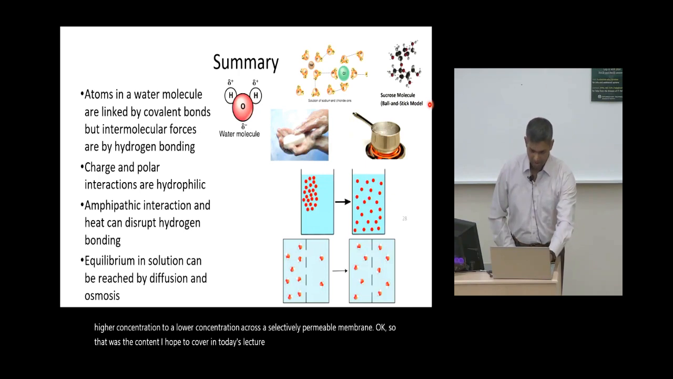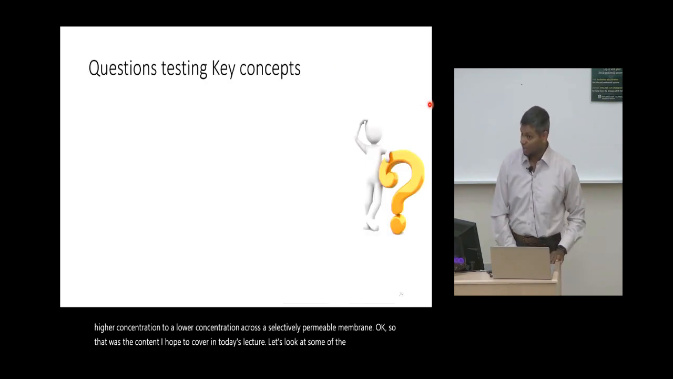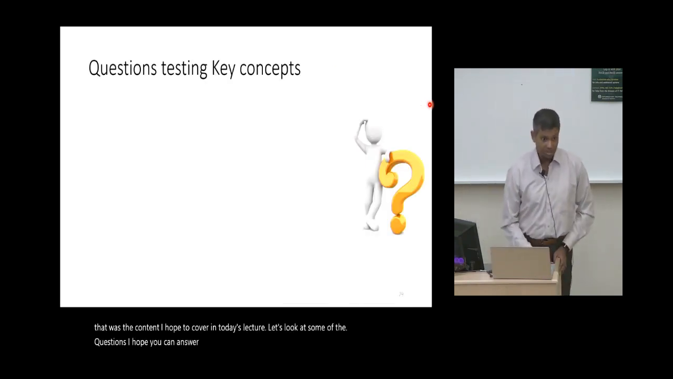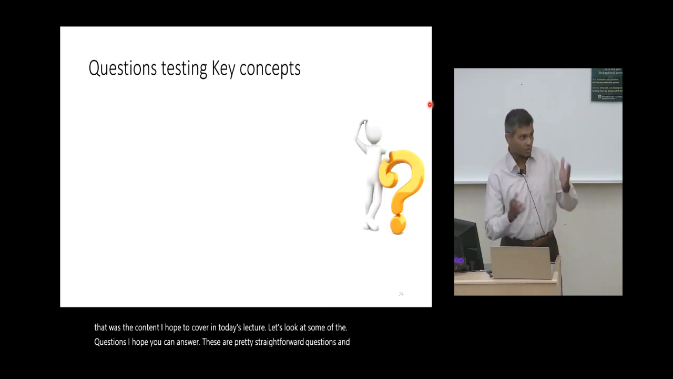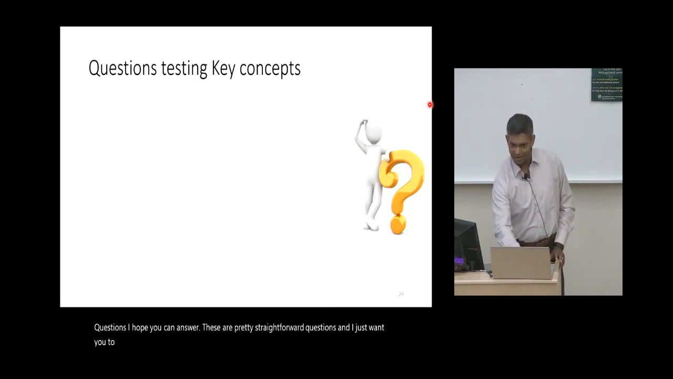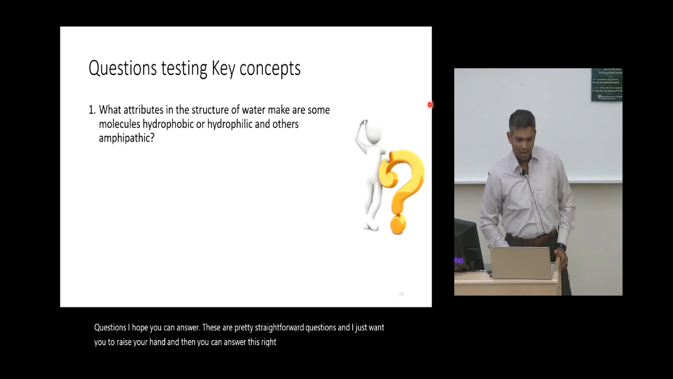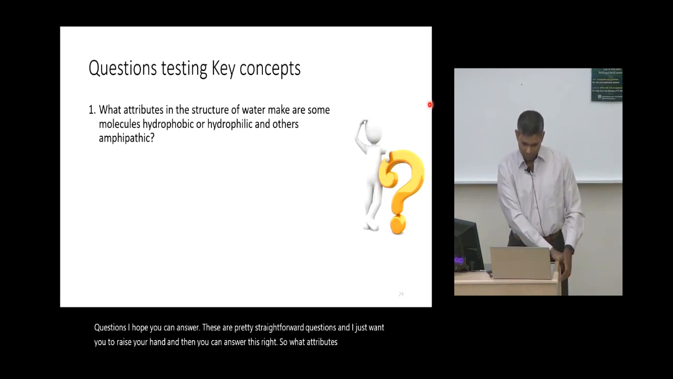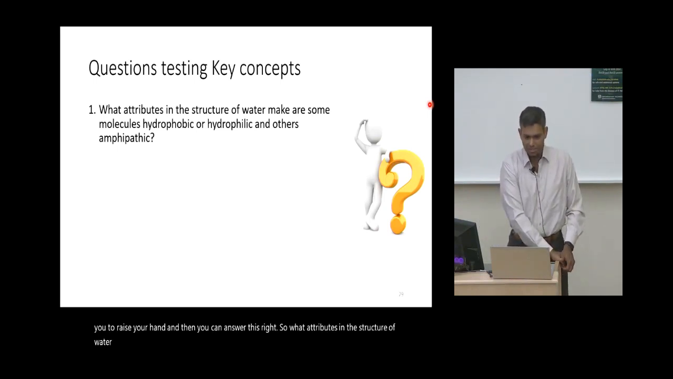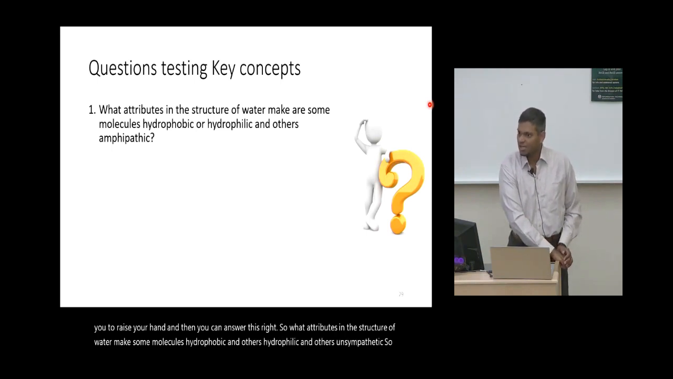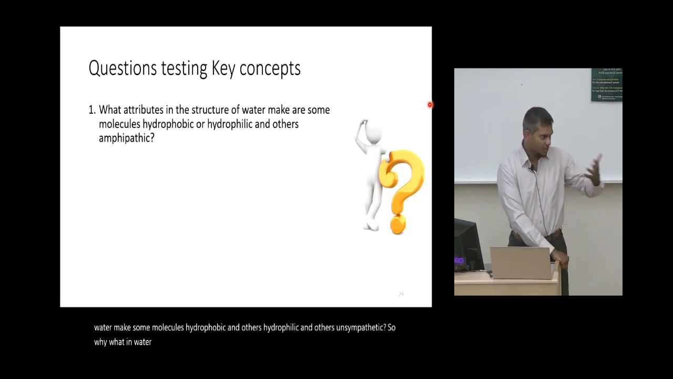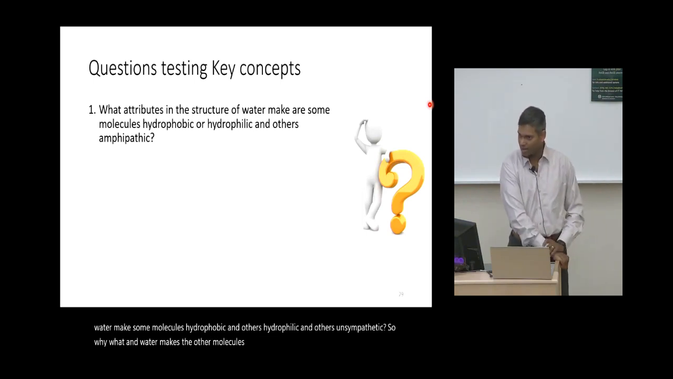Let's look at some of the key questions I hope you can answer. These are pretty straightforward questions, and I just want you to raise your hand and then you can answer. So what attributes in the structure of water make some molecules hydrophobic and others hydrophilic and others amphipathic? What in water makes the other molecules hydrophobic, hydrophilic, or amphipathic?